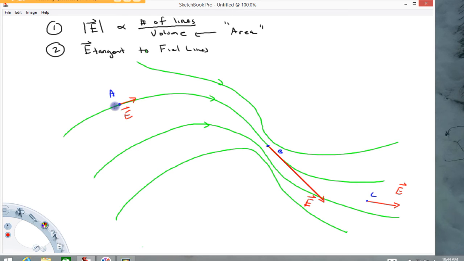Again, the video's closing in on 10 minutes, so I think I'll just end it there. Again, important things to remember. One, the magnitude of the electric field, which means the electric field strength, is directly proportional to the number of lines per volume. It kind of looks like per area on the page, because on this two-dimensional page it looks like an area problem, but it really is per volume. And two, electric field vectors are always tangent to the field lines.